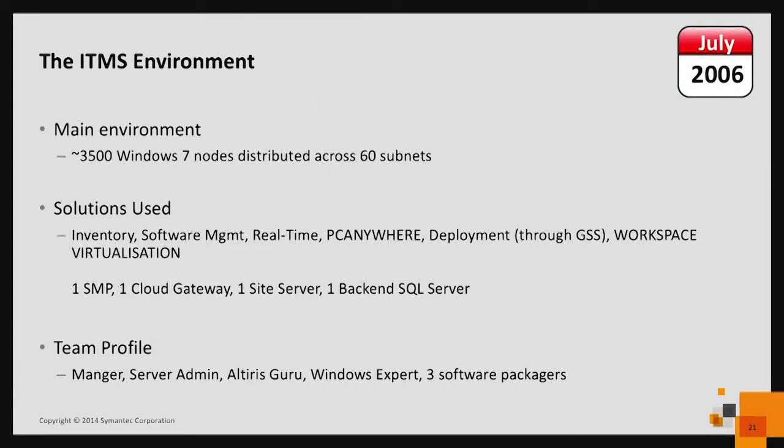Okay, so our main environment: 3,500 nodes, Windows 7, 60 subnets. Some of those subnets we manage directly through our networks team. Others are managed by other teams from the colleges and departments, so we don't always get full visibility of the networking for the places we're meant to be delivering services to, and that comes with its own complexities. We use inventory, software management, real-time, basically CMS.